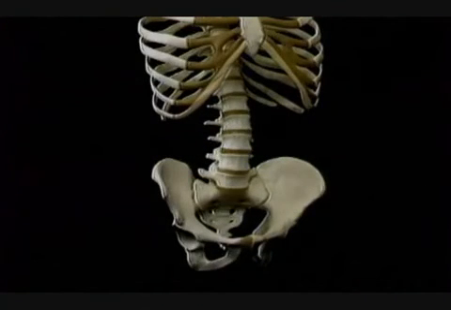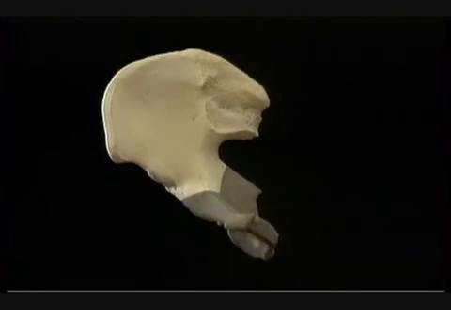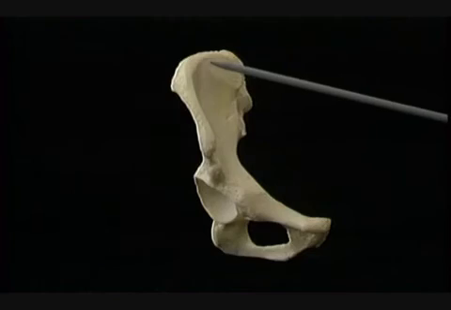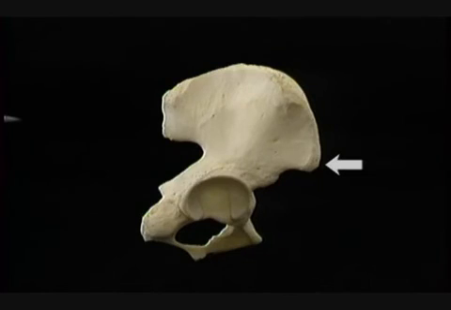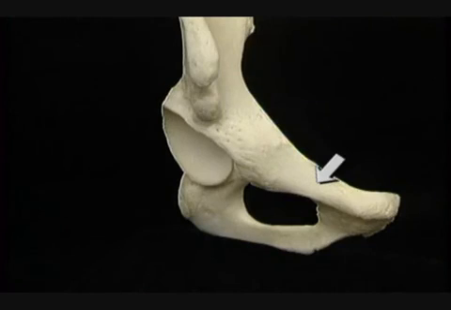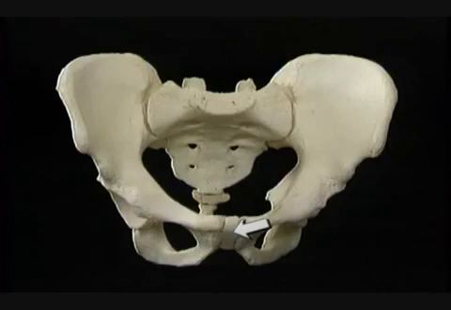Here's the costal margin. Here are the lumbar vertebrae. Here's the ilium, the body of the ilium, the wing of the ilium, the iliac fossa, the iliac crest, the anterior superior iliac spine. Here's the pubis with the superior pubic ramus, the body of the pubis, the ischiopubic ramus, the pubic crest, the pubic tubercle, the pecten, and the pubic symphysis.